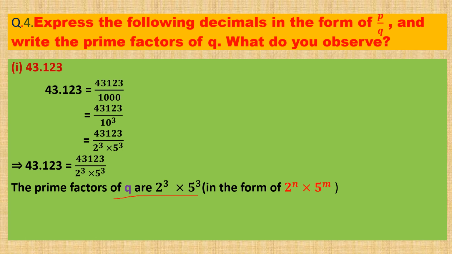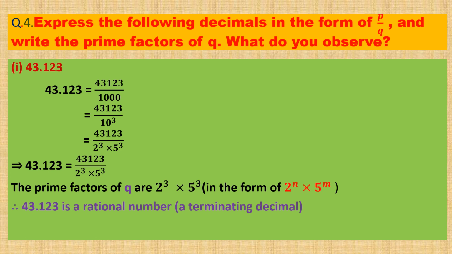So they are in the form of 2 power n into 5 power m. If it is so, it is a terminating decimal. Why are we writing this here? Because he asked what you observe. If the denominator is in this form, then it is a terminating decimal. Understood? It is a terminating decimal. So let us go to the next one.